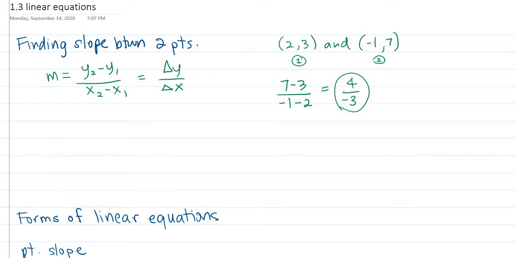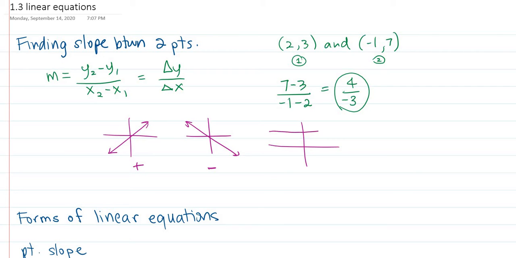If I am just estimating it, remember that a positive slope increases from left to right, and a negative slope decreases from left to right. And then you can have zero slope, which is a horizontal line, or you can have undefined slope, which is a vertical line. Sweet. So that is finding slope between 2 points.